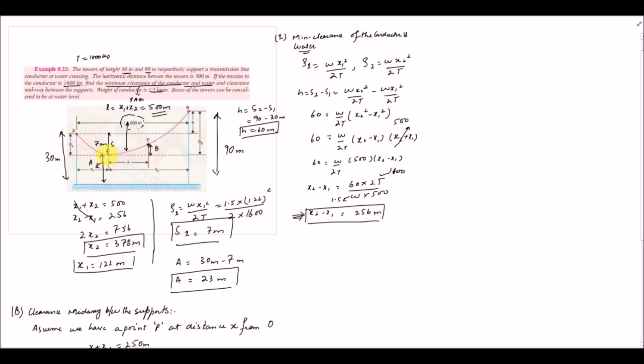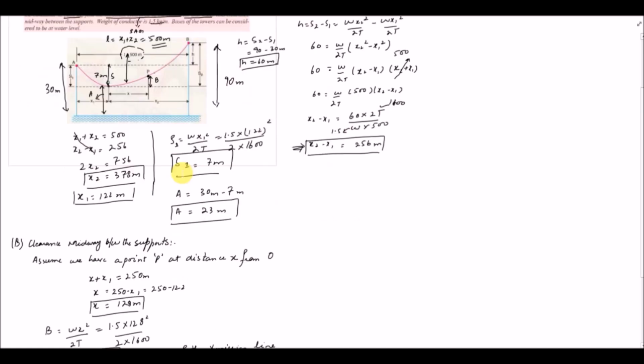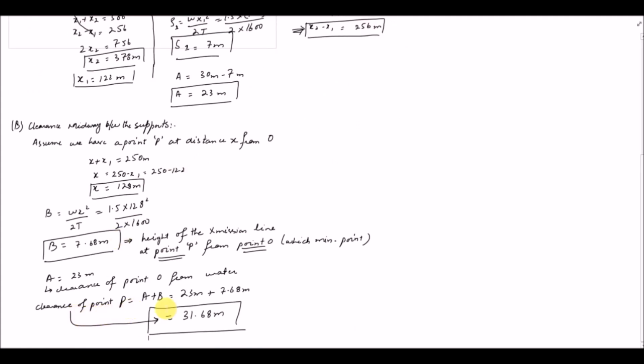Then in the second part of the question, we have to find the clearance at the midway between the spots. So what we have done, we have calculated the distance between the lowest point, for which we already know the clearance, and the point which is at the center of the span, which is P. After using the formula, I have calculated the height of that point P from point O, and then just added the value of B with A, and that gave us the clearance of point P from the water surface, that is 31.68 meter.